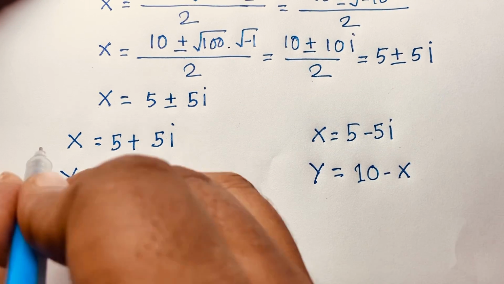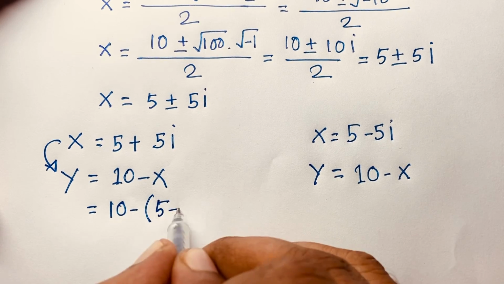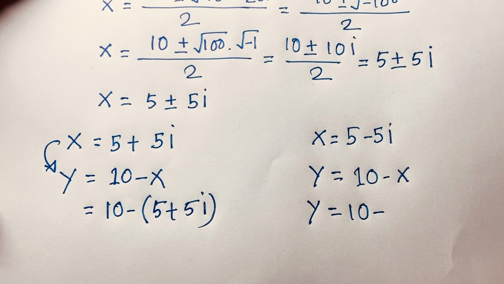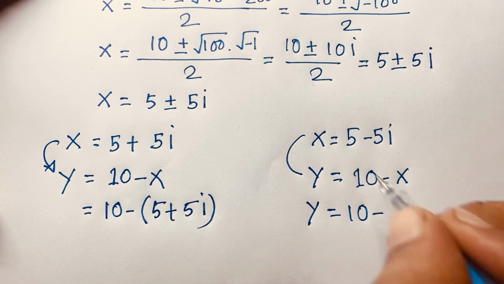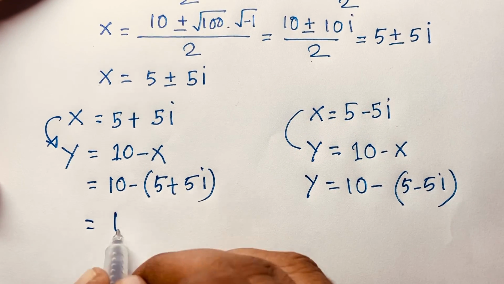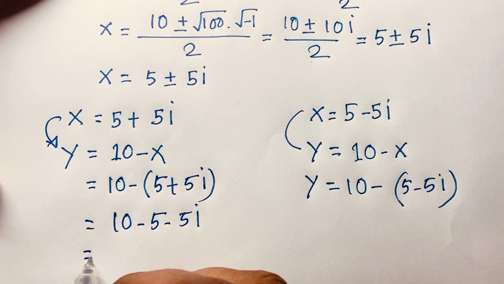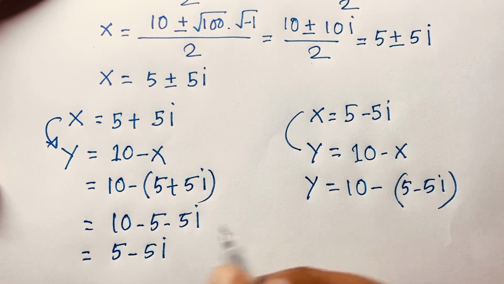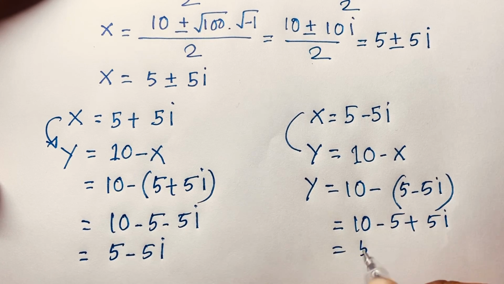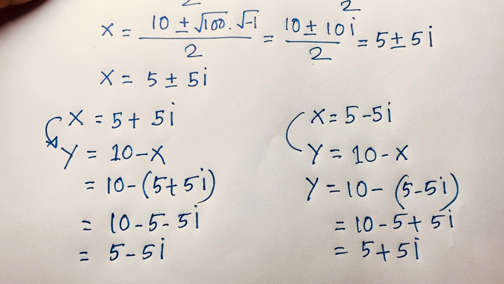Now you can see when x is equal to this value, this time y is equal to 10 minus x, it will be 5 plus 5i, and here y is equal to 10 minus this, time x is equal to 5 minus 5i. Now you can see this expression, it will be 10 minus 5 minus 5i, then it will be 10 minus 5, it will be 5 minus 5i, and it is also 10 minus 5 plus 5i, and you can see that it will be 5 plus 5i. So we'll find out here is a nice solution.